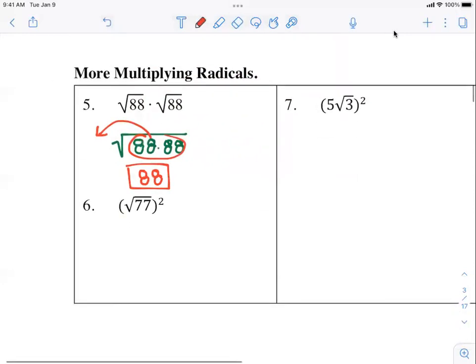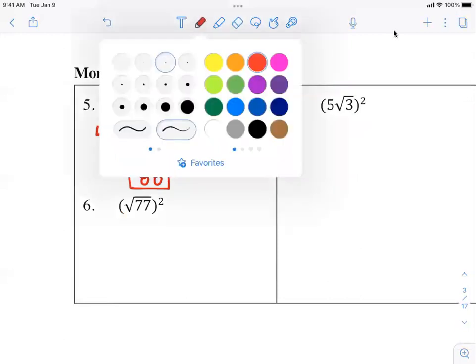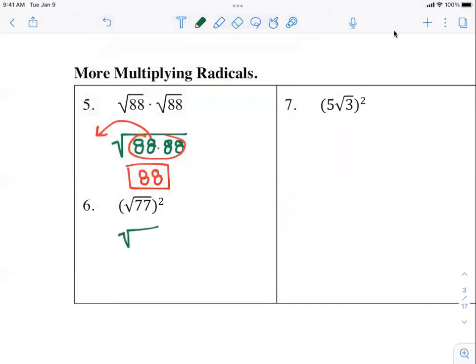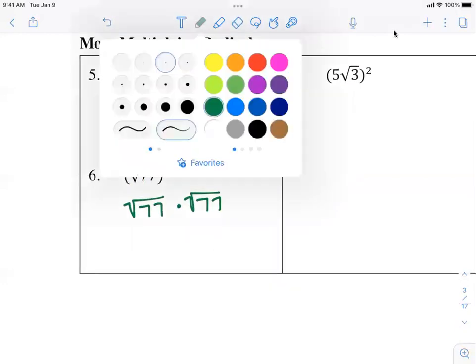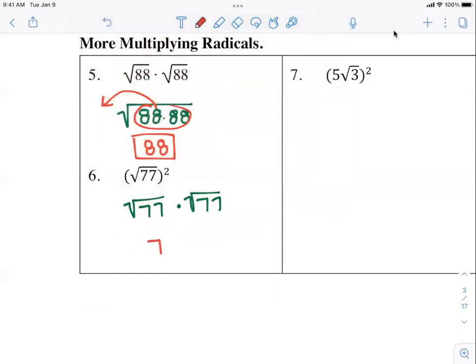Number 6, the square root of 77 squared. A square root and a square undo each other. So it's just 77. That's one way to think of it. Or you can think of, if you're squaring something, that's like 2 of them. Since square root 77 and square root 77 are the same, again, that's like one pair that you could pull out. So it's just 77.